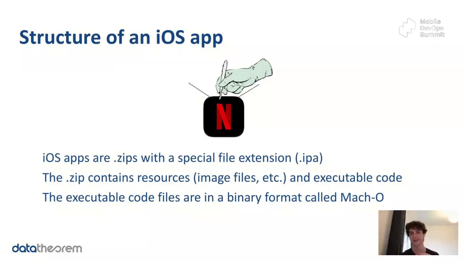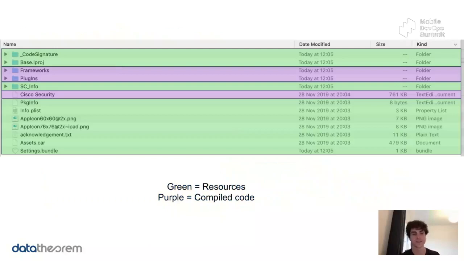So as I was explaining, if you want to analyze an application, you need to understand its structure. It's really just a zip file, so you can unzip it and see what's inside. You're going to see resource files like the app icon, localization files, property lists, as well as compiled executable code. And that compiled code is in a binary format called the Mach-O file format that we'll take a look at. So if we did unzip an app archive, everything in green is those resource files, icons, string files, localization files, and everything in purple is compiled code that'll be executed when the app runs.